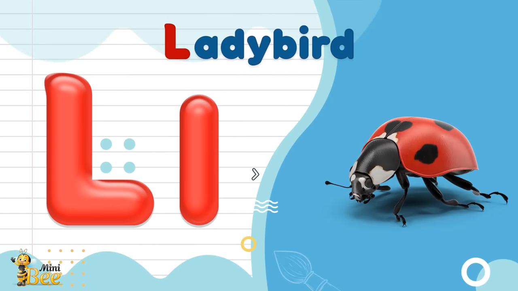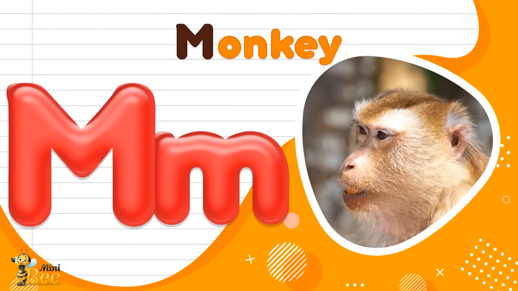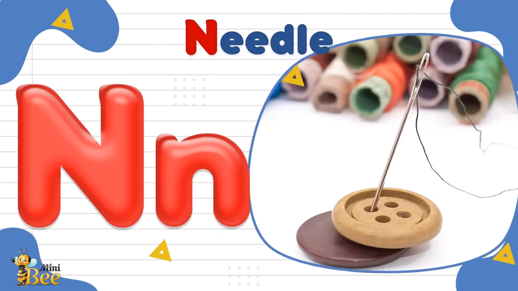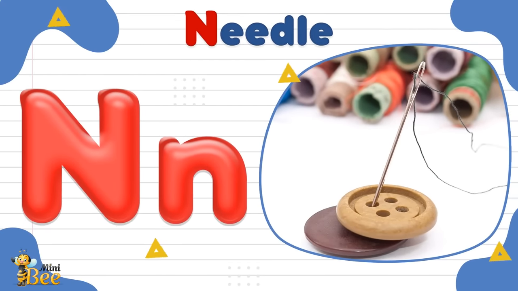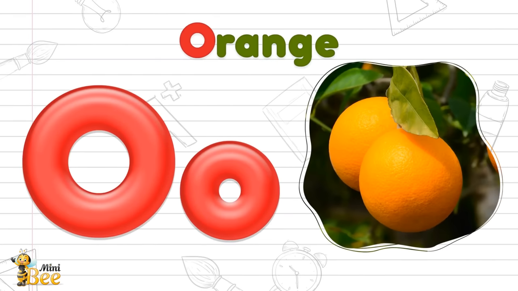L is for ladybug. Ladybug. Ladybug. L, ladybug. M is for monkey. Monkey. Monkey. M, monkey. N is for needle. Needle. Needle. N, needle. O is for orange. Orange. Orange. O, orange.